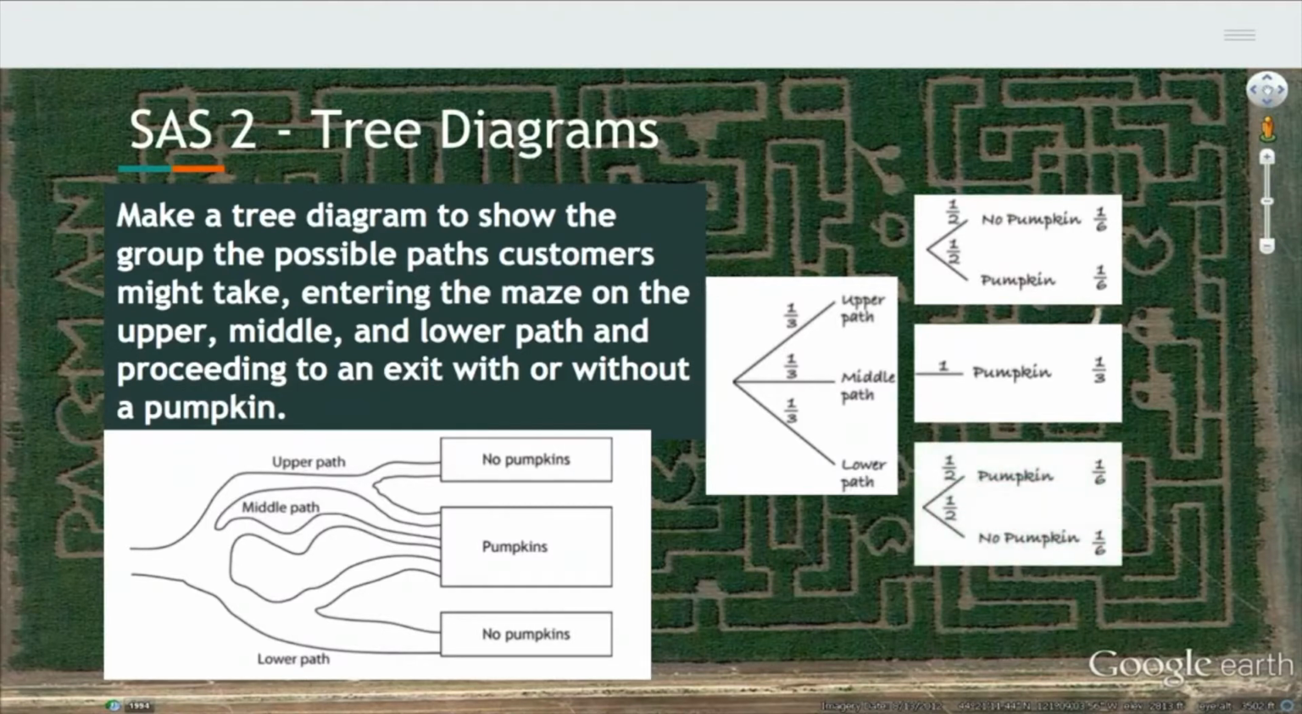The last path is kind of like the top one, except it's opposite. The top half of the path goes to the pumpkin, the other half doesn't go to a pumpkin. Notice that this is separated into 1/6 and 1/3 here.